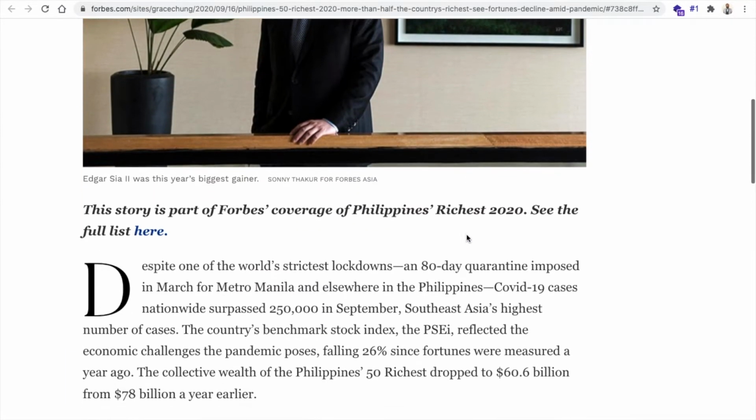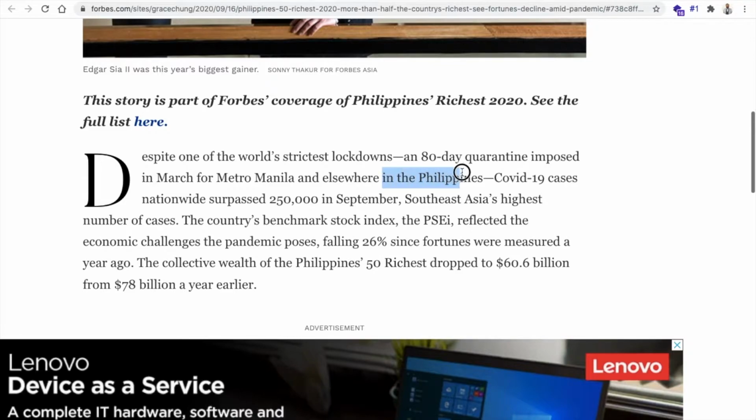So look at this. If you read the entire article, you will find that, for instance, in the Philippines, "in" is a preposition, right? Similarly here, in September, a year ago. The collective wealth of the Philippines' 50 richest dropped to $60.6 billion from once again. So these are prepositions, and if you identify prepositions in high quality writing, then you can get a natural conditioning of your mind. You will understand where to use which kind of prepositions.